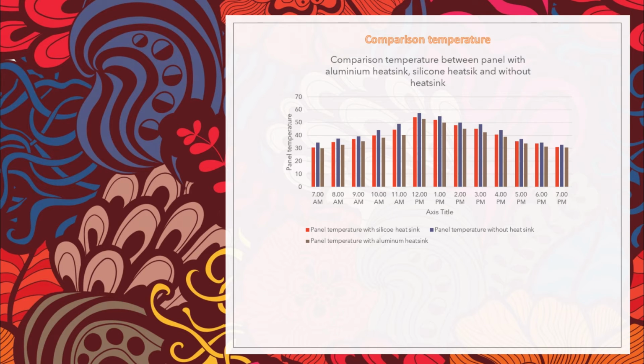And then I will explain about the comparison of temperature. The comparison is made between the panel with aluminium heatsink, silicon heatsink, and without heatsink. The graph showed that the aluminium heatsink cooling system for the PV panel is much cooler than without a cooling system and the silicon cooling system. It can be concluded that the aluminium heatsink cooling system can reduce the temperature better compared with the others.